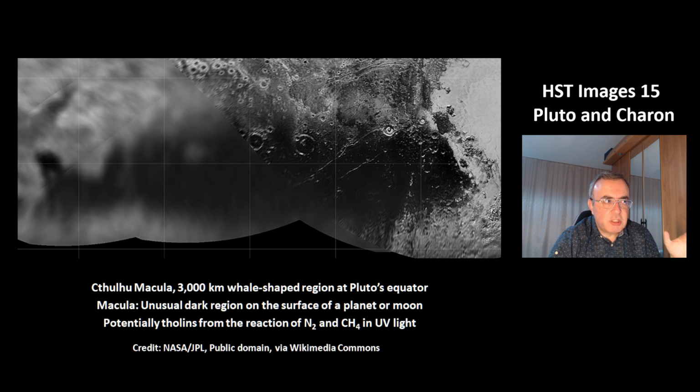This is a structure of the Cthulhu Macula, which has a size of 3,000 kilometers. It's a whale-shaped region at Pluto's equator. A macula is an unusual dark region on the surface of a planet or a moon. And this material could be, again, potentially tholins, which come from the reaction of nitrogen with methane in the UV light.